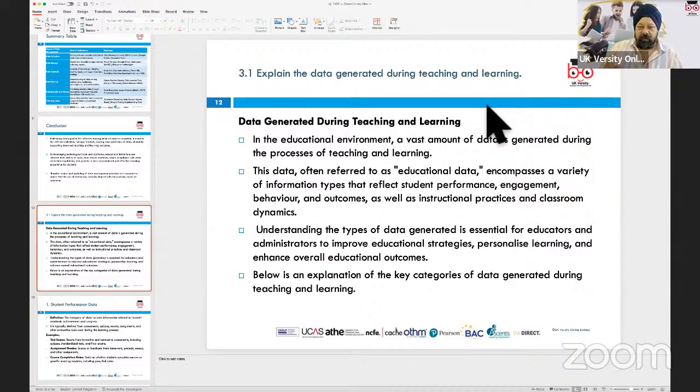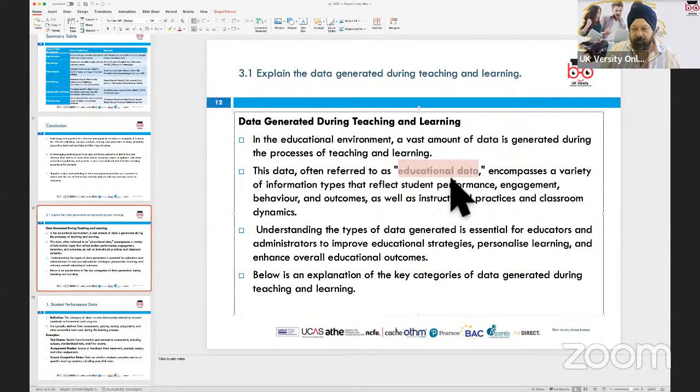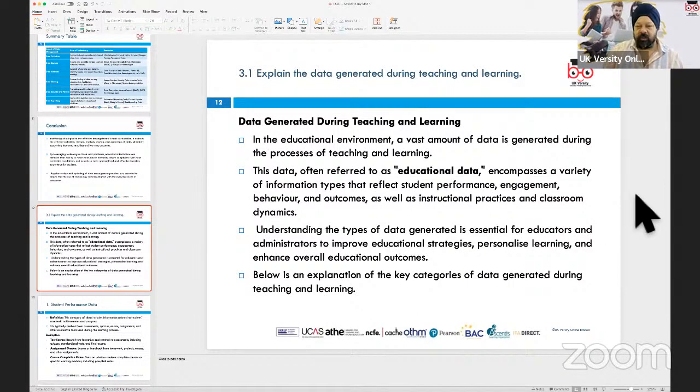Now, there are lots of different types of data which can be generated during teaching and learning. This type of data might be referred to as educational data, because it is data related to how the students or learners are performing in terms of their courses or qualifications. It might also consist of capturing data in terms of their behavior and outcomes, and in some cases, how the teaching and delivery is happening in the classroom.